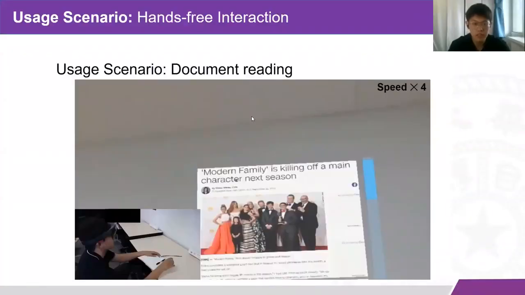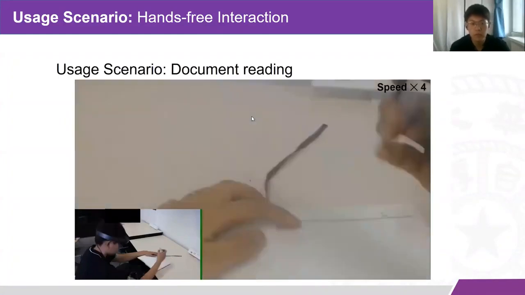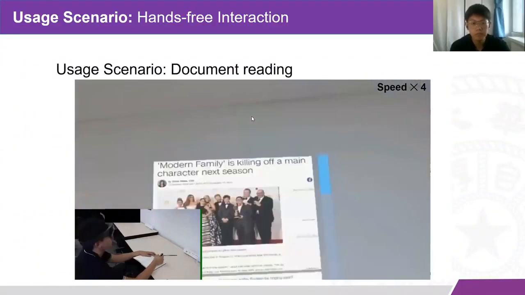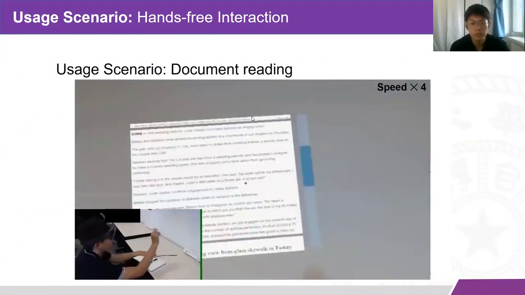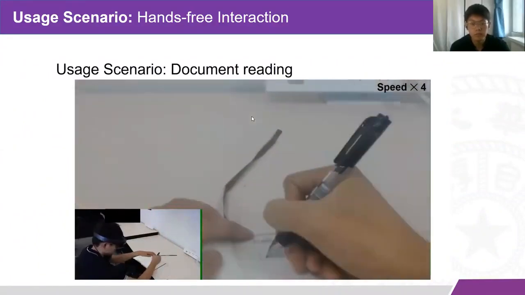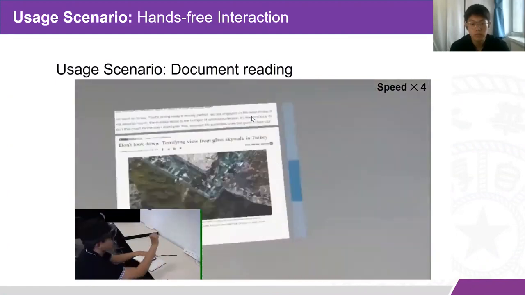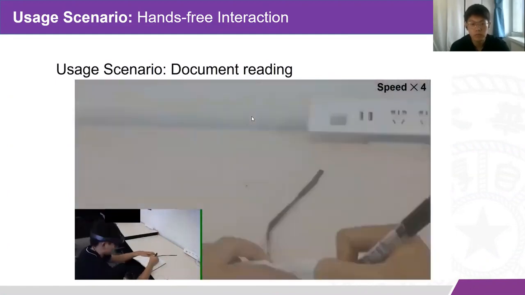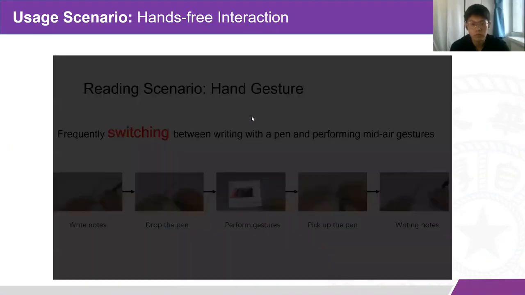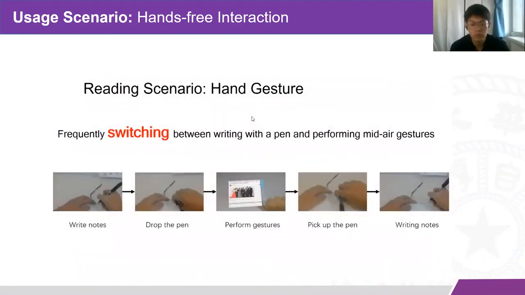First, let's take a look at what HeadCross is and how it can benefit users. We take document reading as an example scenario. The user reads the document on an AR headset and takes notes on paper. Currently, using hand gestures, users need to frequently switch between performing hand gestures and writing with a pen.